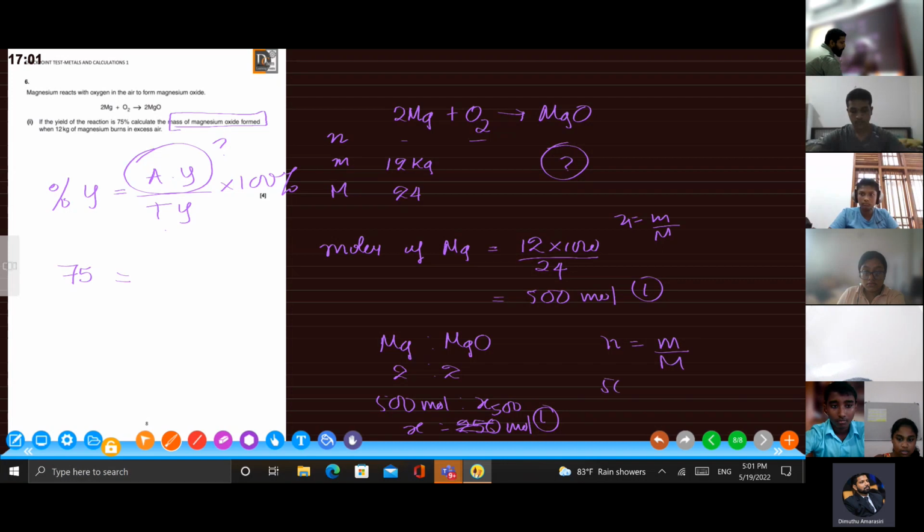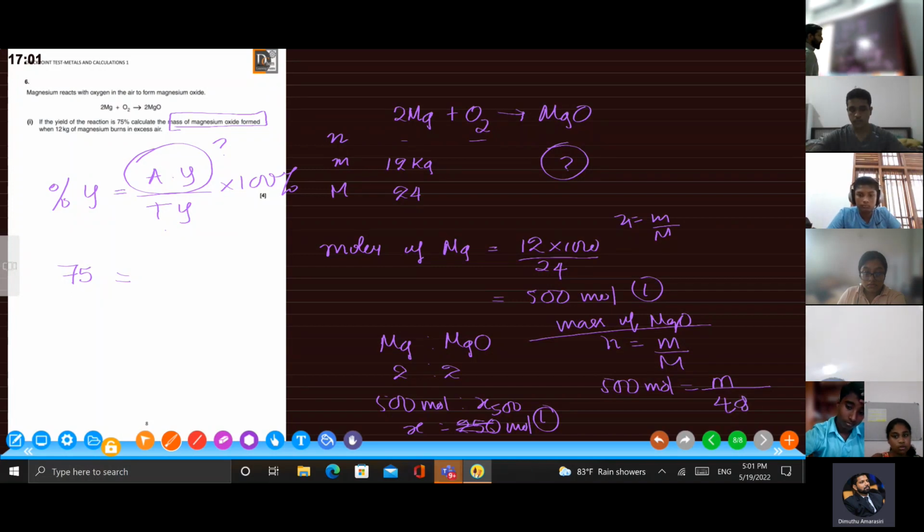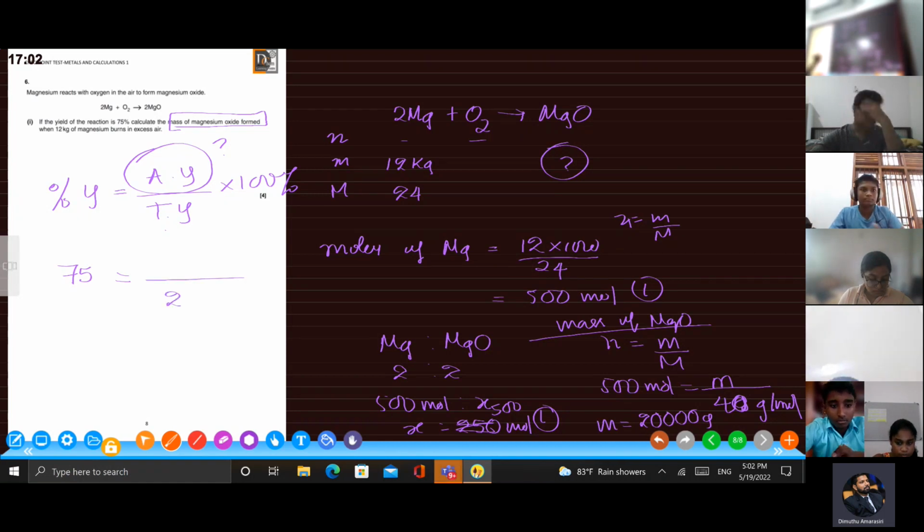Right? So it's 500 moles of magnesium oxide. We are finding the mass of magnesium oxide. Right? And then the molar mass is going to be 40. Yes, sir. 40 grams per mole. Therefore, the mass will become 20,000 grams, isn't it? So is that 20 kilograms? Yeah, okay, 20,000 grams, right? This is the theoretical yield. So then 20 kilograms is the theoretical yield.